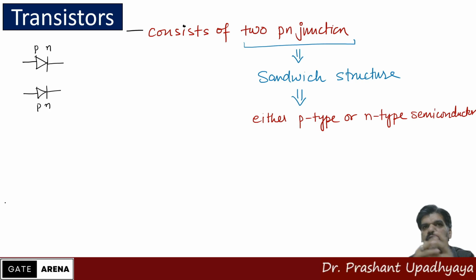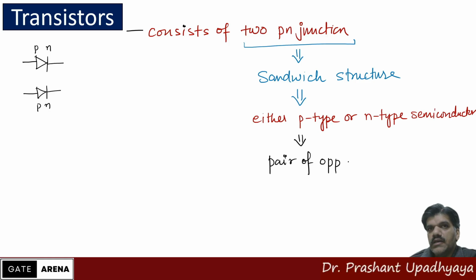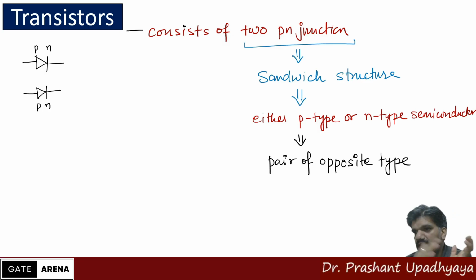Here, what we are trying to say is that a transistor consists of two p-n junctions that form a sandwich structure of either a p-type or n-type semiconductor between a pair of the opposite type. Opposite type means there will be a p, and in between we will be talking about the n, or we can say there will be n, and in between we will be talking about the p.